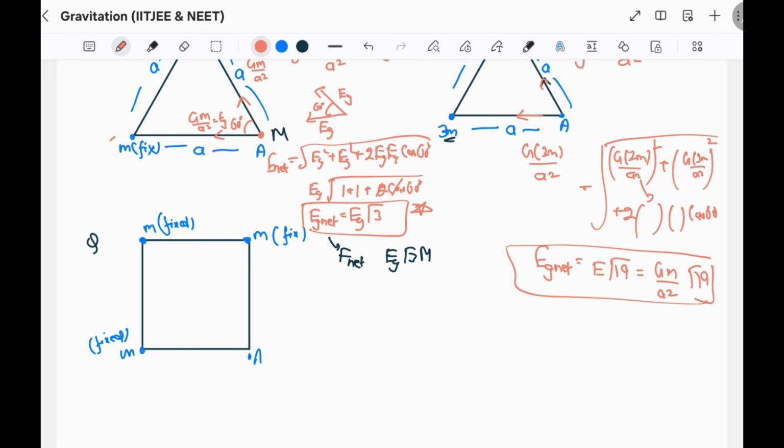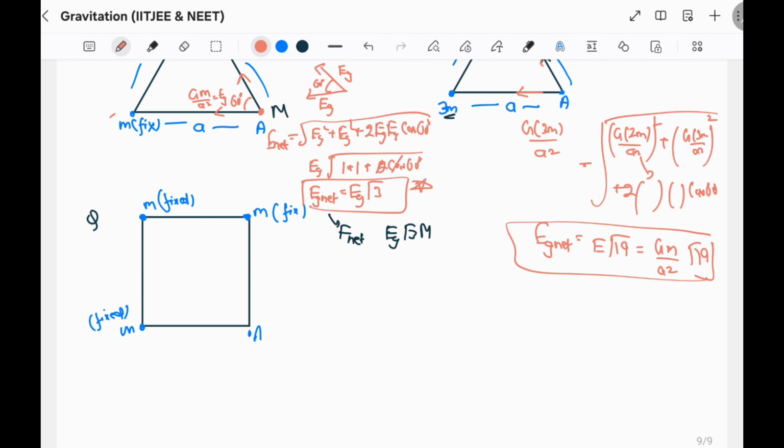Okay, and the same thing we will solve for this. Because of this m mass, it will be here, and what will be its value? GM by, I think I forgot to give the side, a you can take. Side a square, because of this it will be GM by a square, and because of this it will be in this direction, so GM, what will be this length? If this is a, this is a, this will be root 2 a, so it will be 2a square. So add them all. So this and this, you can get Eg net. How can you add them?